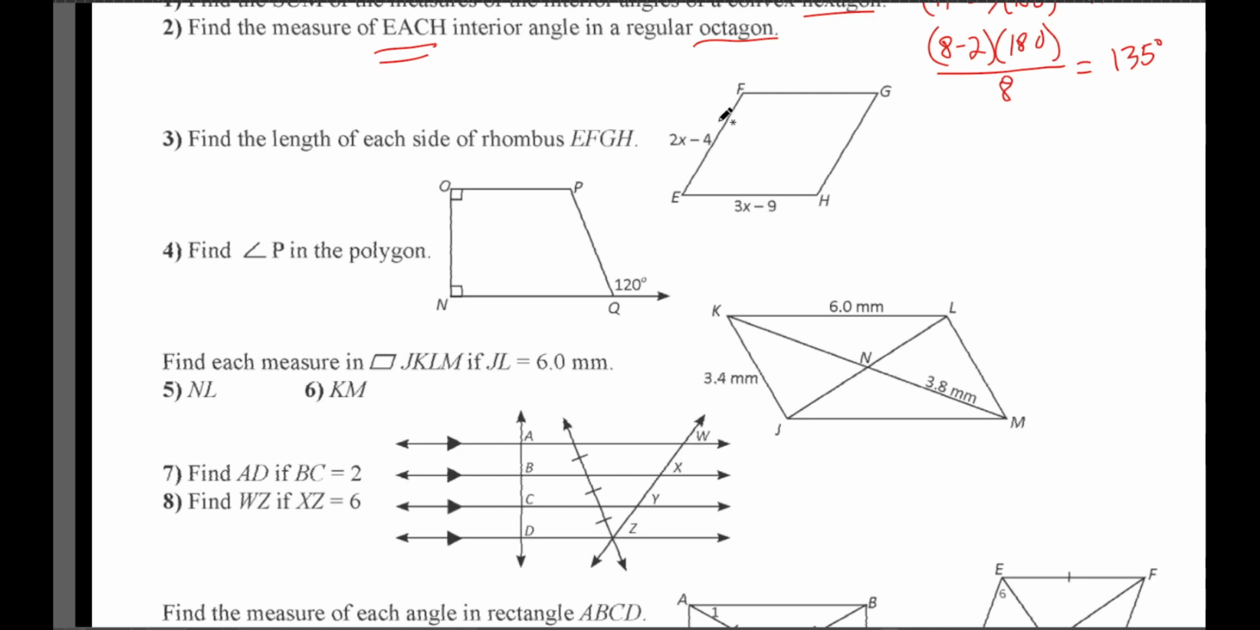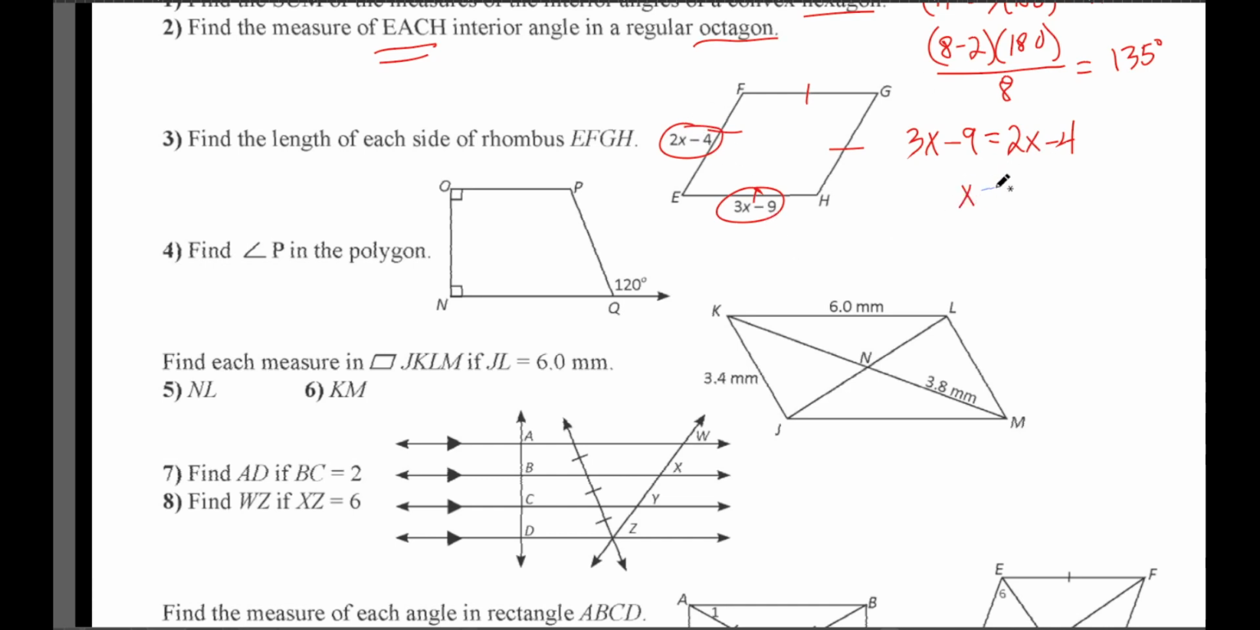So it's a rhombus. What's true about all 4 sides of a rhombus? They're all equal to each other. So what must be true about this side and this side? They are equal to each other. So I set them equal. And then you do your math, you solve for x, and it says find the length of each side. Just solving for x. Is that my answer though? No, I got to plug it in. I got to plug it into either one of these, and it does not matter.